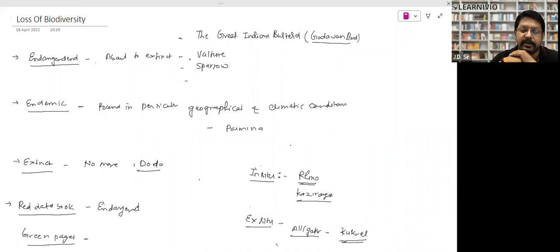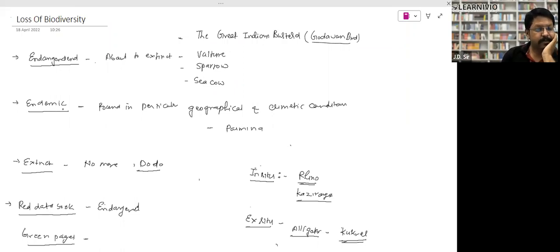Vulture, DDT. Right, DDT is an insecticide. Great Indian bustard, overexploitation. Sea cow. Sea cow is a type of seal. It is found in the Bay of Bengal. Right, it is also endangered. And so these are the endangered.